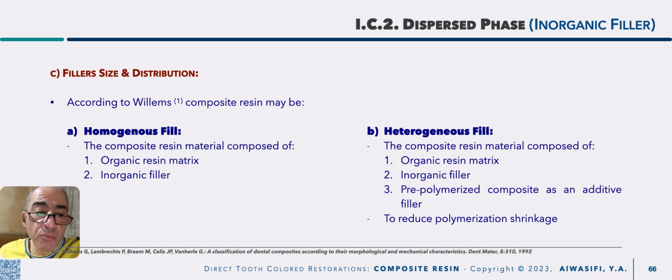Also, fillers may be homogeneous or may be heterogeneous. Homogeneous is the regular one, which is a composite of organic matrix and a filler. But heterogeneous one, part of its filler is a pre-polymerized composite of the same type, crushed and grinded, to be a filler in your composite. Okay, then you have two types of fillers: the original inorganic filler and the pre-polymerized composite as an additive filler. It is also another trial from the manufacturer to reduce the polymerization shrinkage.